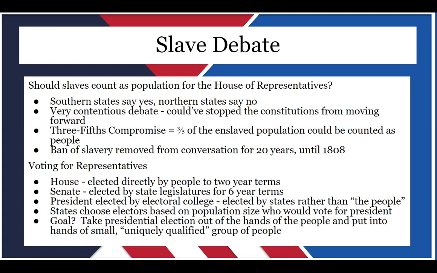So what ultimately happens is the 3/5 compromise. Essentially, they said, okay, 3/5 of the enslaved population could be counted as people, but 2/5 would not. So some were counted as people and some were not for the purposes of how many representatives they got in the House of Representatives.